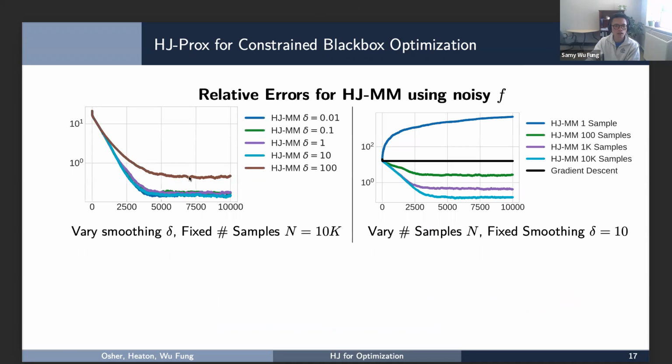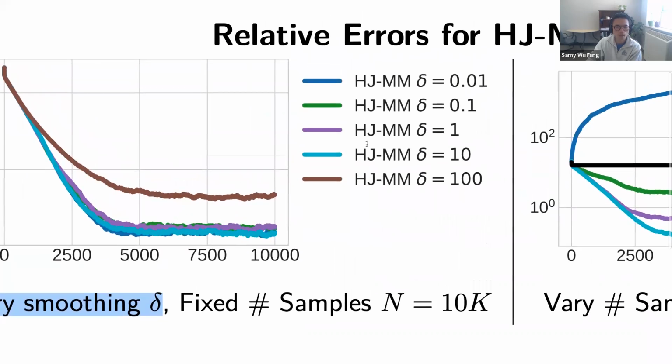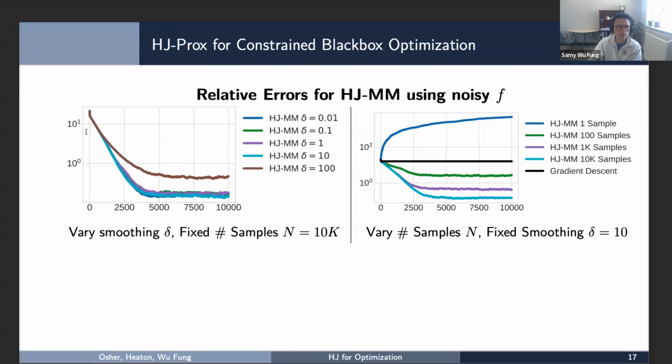And in here, what we show is precisely the same experimental setup as we had for HJ-ISTA, where on the left side, I'm going to fix the number of samples to be 10,000, and I'm going to vary the smoothing parameter. And what we see here, I'm going to zoom in a little bit, is that they do fairly well, but as you increase delta, the smoothness is helping us a little bit. Up until about delta equals 10, we do better. But then once we bump it up to 100, we over-smooth, and our method of multipliers doesn't do as well anymore.